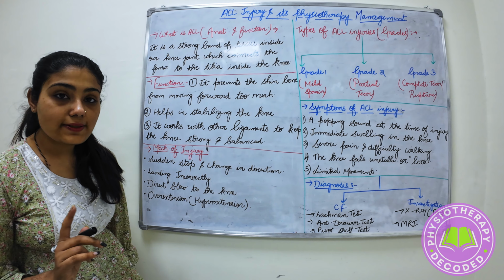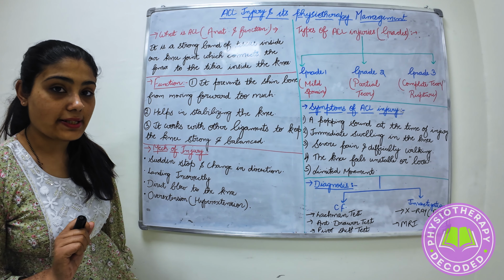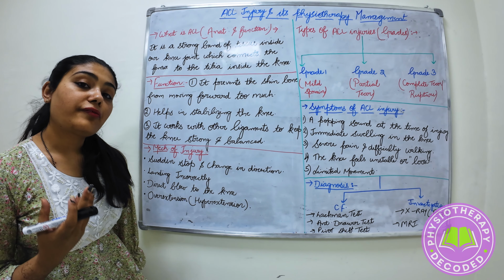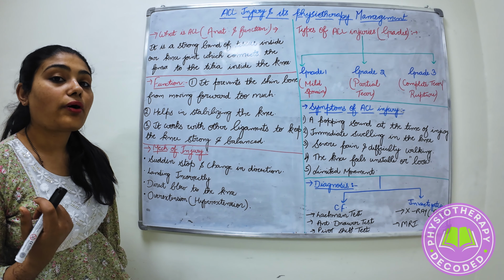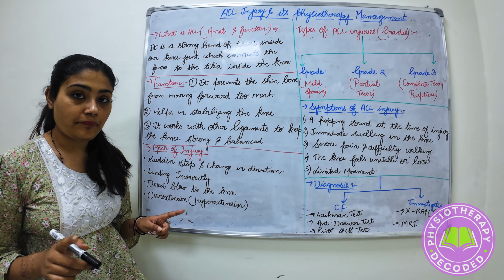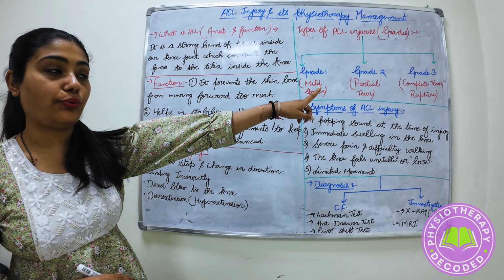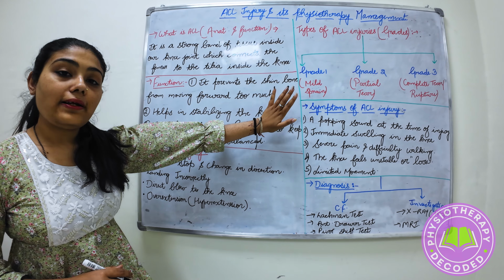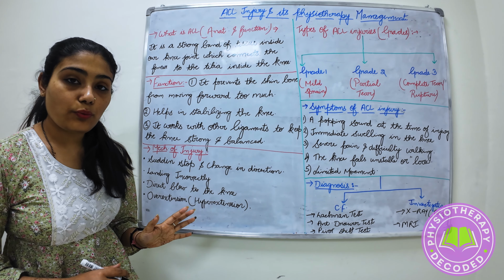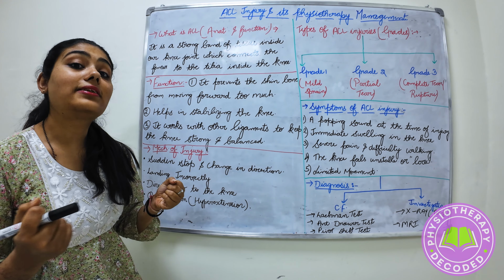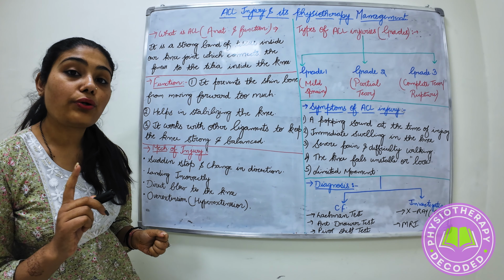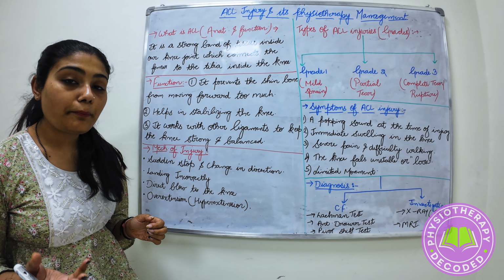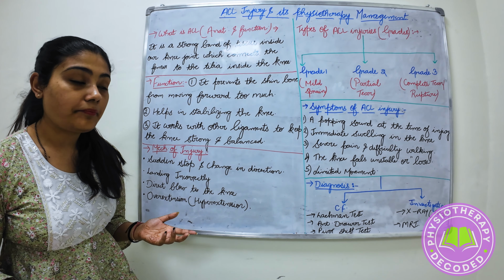So now let's move to the types of ACL injury, or the grades of ACL injury. We have divided the grades of ACL injury into three: grade 1, grade 2 and grade 3. Grade 1 is a mild sprain. In grade 1, the ACL is stretched but is not torn. The knee is stable but mild pain and swelling may occur.